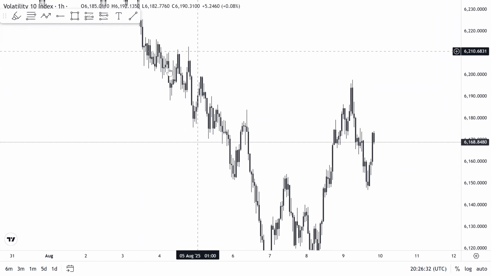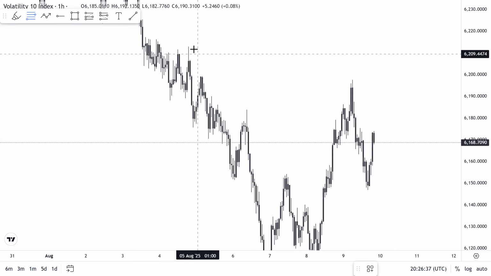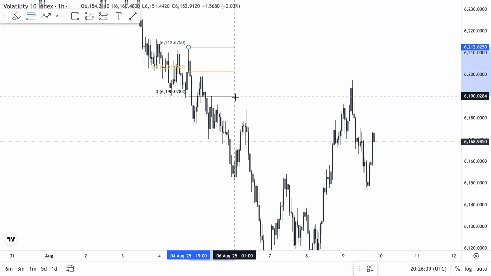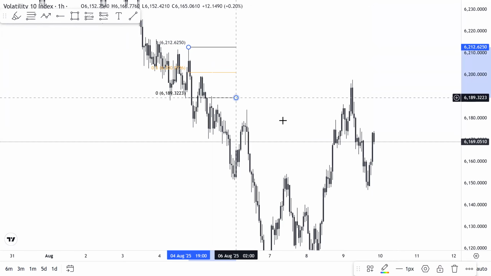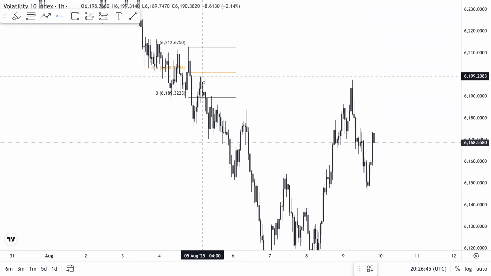Now, we have a sweep of this high. This is a sweep of the high. This is a break of structure. Now, let's check if the structural liquidity is above. This is a valid, and this is an invalid structural liquidity. So this is how you can save yourself from avoidable losses.